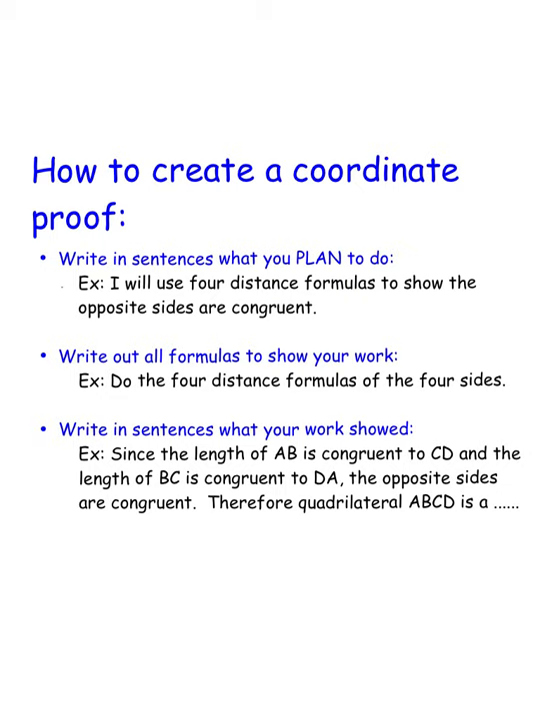So to create a coordinate geometry proof, first, you're going to write in sentences what you plan to do. For example, you will write down, I will use 4 distance formulas to show the opposite sides are congruent. Second, you have to write out all the formulas to show your work. So in this case, you would do the 4 distance formulas of the 4 sides. Then third, you have to write in sentences what your work showed. So you're writing a mini paragraph. And it would be something like, since the length of AB is congruent to CD, and the length of BC is congruent to DA, the opposite sides are congruent, therefore quadrilateral ABCD is a parallelogram. And you would say what it is.